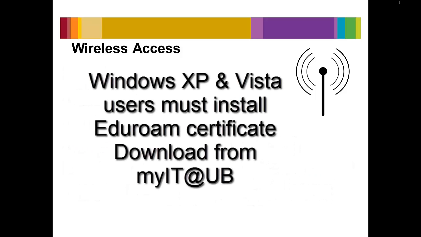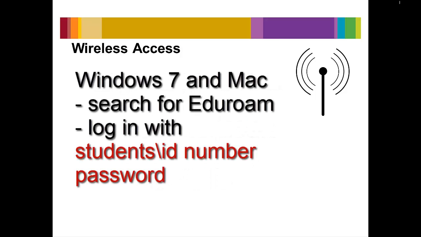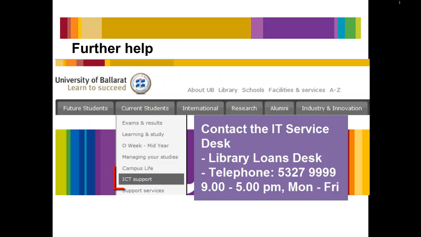XP and Vista users must install a certificate called Eduroam, which you can either download from the MyIT at UB website or borrow a disk from the library. Windows 7 and Mac users can search for the network and log in by entering students/ID number and their password. Should you need help, please contact the IT service desk or check the website.